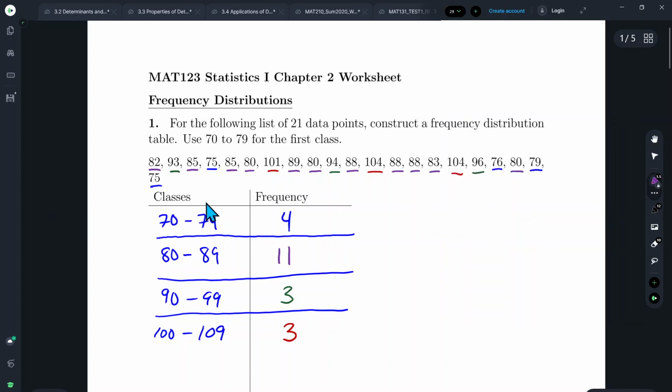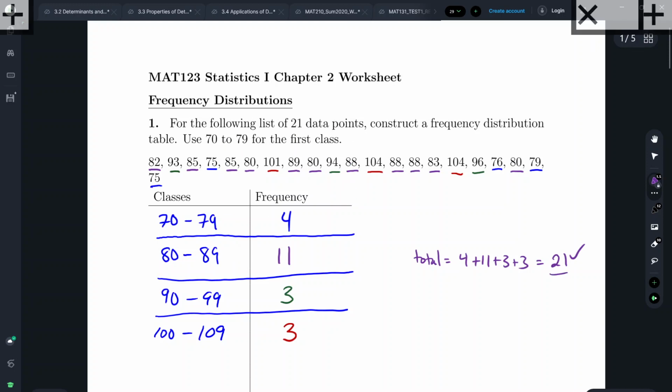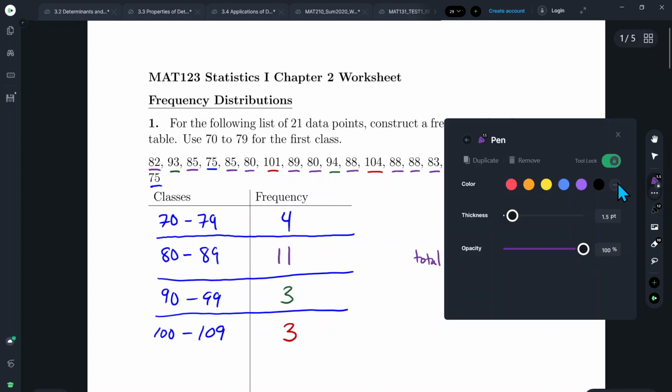And in the end, to make sure that you don't miscount anything, one way to check is that the sum of all the frequencies, in this case 4 plus 11 plus 3 plus 3, so what is this? 15 plus 6 is 21. And we have 21 data points, so it looks like we've counted the frequency properly. Okay, so that's the frequency distribution.